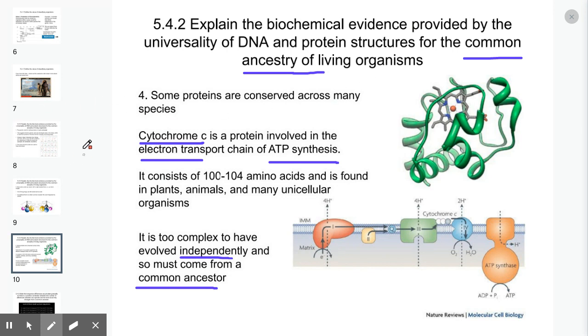So it's the universality of our DNA, that they all make the same thing. The fact that we all use 20 amino acids and not more or less, we use those same ones to build our proteins. We decided somehow a long time ago to use left-handed amino acids. And lastly, we can see how proteins are conserved across many species over a long time.